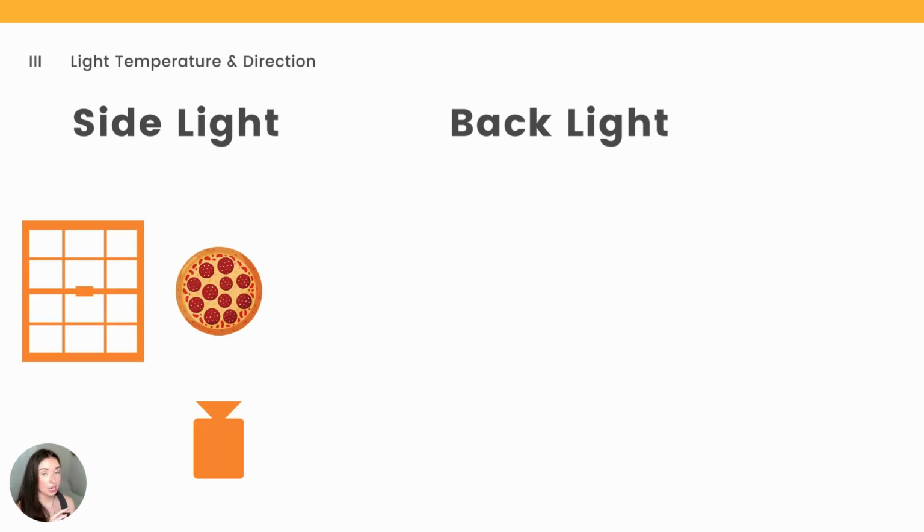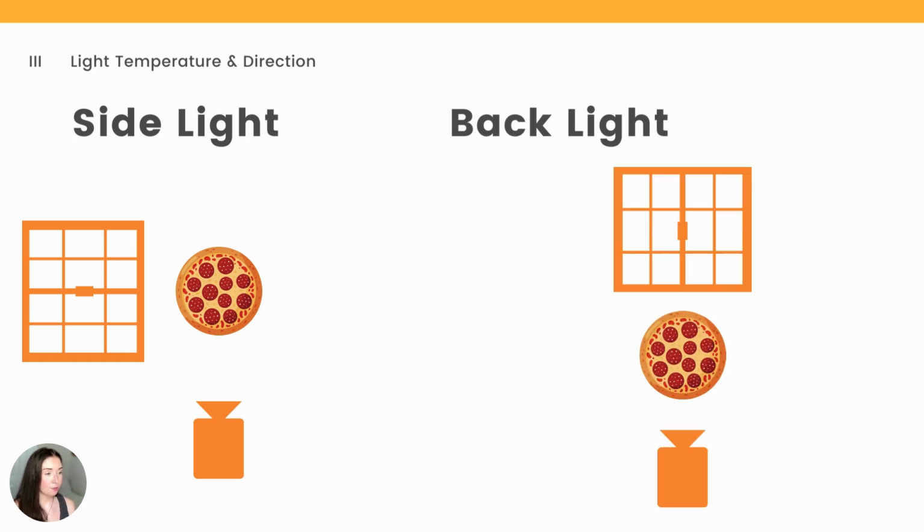So here's a diagram of side lighting. So this would be, you're facing the food and you've got a window to your left or even to your right, and that light is coming in from the side. So if we're talking about backlight, that would mean that the light source is behind the food and the food is in between you and that light source. So you're standing there taking the picture and the light is coming from behind.